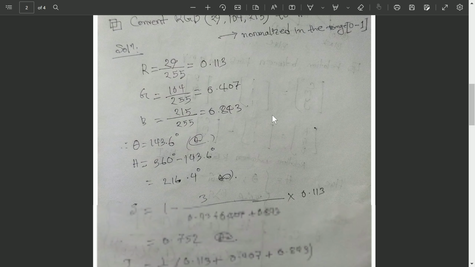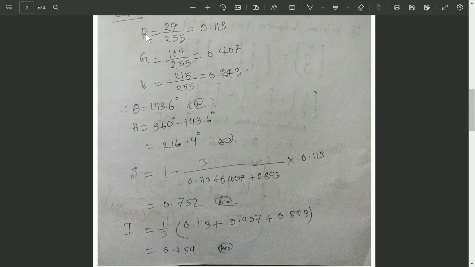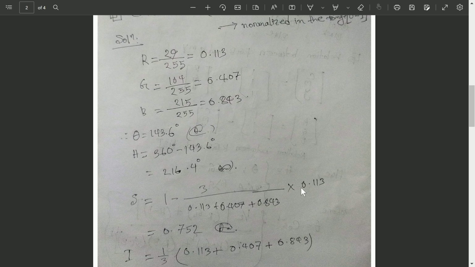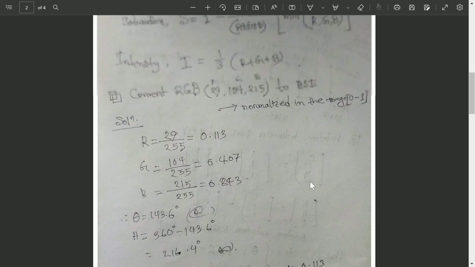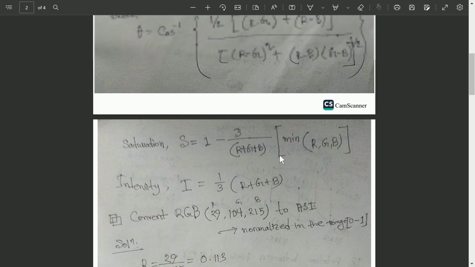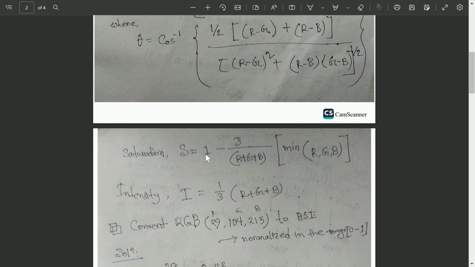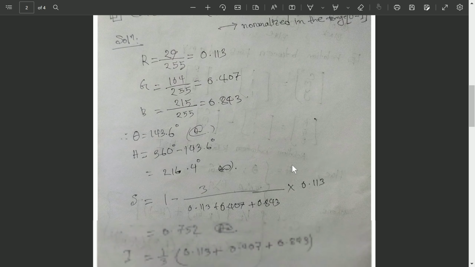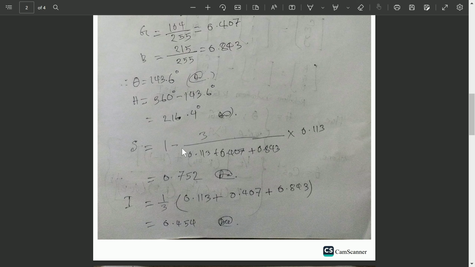So here we can see that the value of R is 0.113, the value of G is 0.407, and the value of B is 0.843, and among these values the minimum value is 0.113. That's why we are multiplying this value here. As we said, the equation was: the saturation S is equal to 1 minus 3 divided by R plus G plus B, times the minimum value of RGB. So thus we are getting the output of S, or saturation.